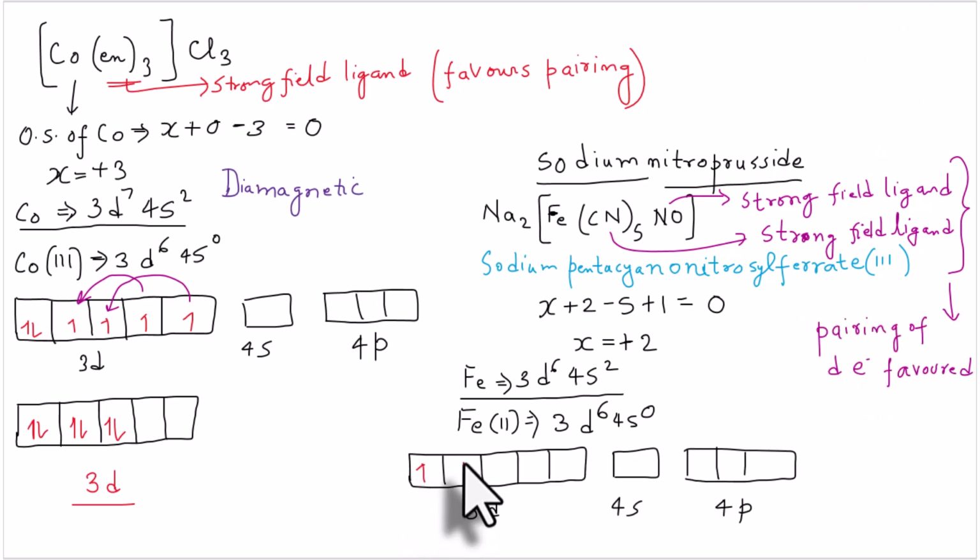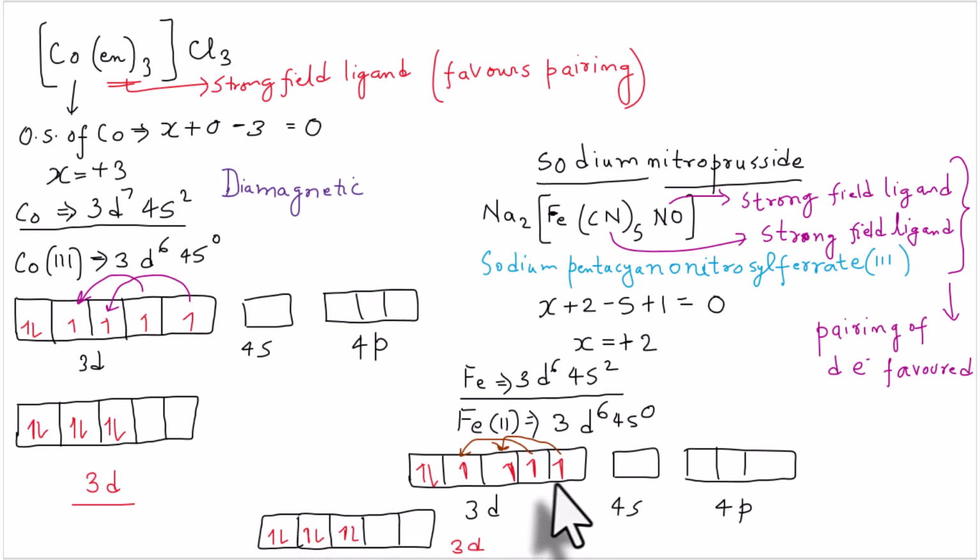So the 3d electrons can be filled like this, so 5 and 1, 6. Now after they are coordinated with the strong field ligands, these electrons are paired. So after pairing, this one goes here and this one goes here. So after pairing, here is the picture of the 3d electrons. Since there are no unpaired electrons in this case, this particular complex sodium nitroprusside is diamagnetic.